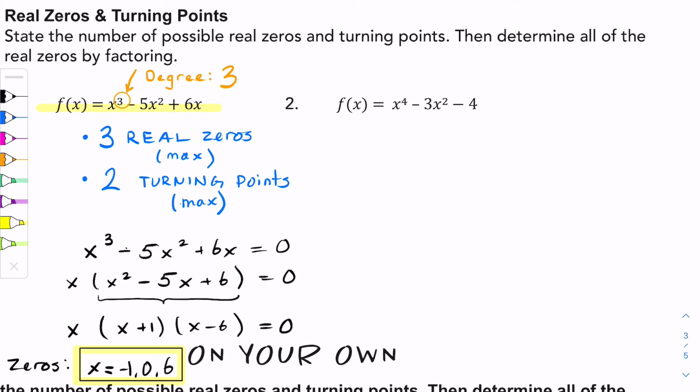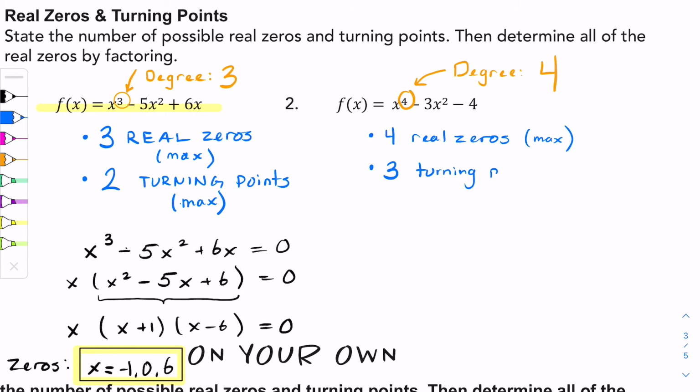Number 2. So we need to determine the maximum number of real zeros and the maximum number of turning points, then find the real zeros. Our highest degree is 4. That tells us that there is a maximum of 4 real zeros. And because the degree is 4, 4 minus 1, that would be 3 turning points. That's a maximum.